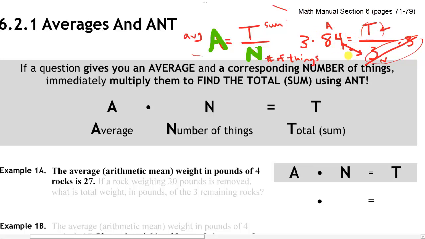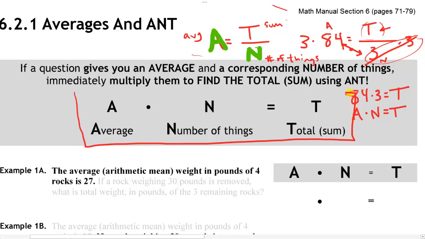And what you would end up with is 84 times 3, that's going to equal your total. Well, translated back into algebra, this is average times number equals total, which, as you can see on this page, is what I call the SAT average formula, ANT. Average times number equals total.